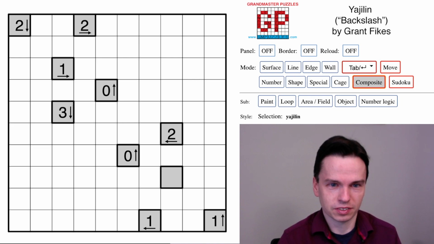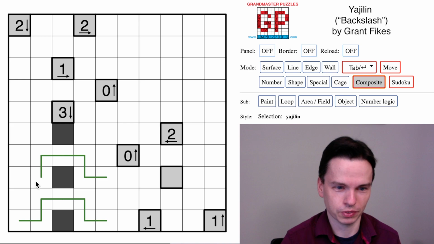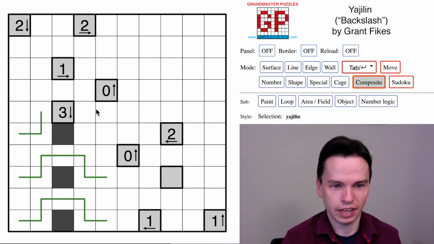So we're here to solve this Yajilin by Grant Fikes called backslash. It's about 95% a Monday puzzle, and then the very last steps are going to look much harder. And so I think we'll focus most of the video on talking through the ending of this puzzle.